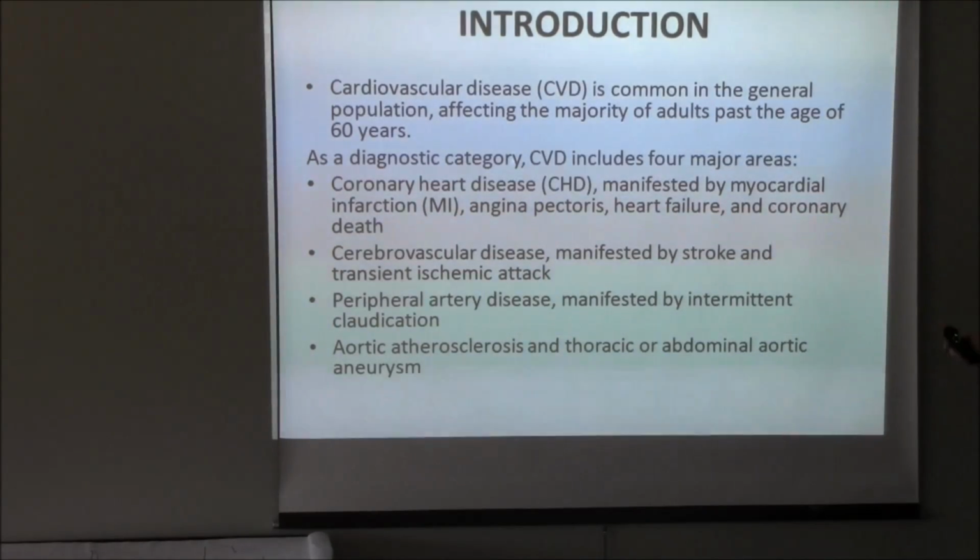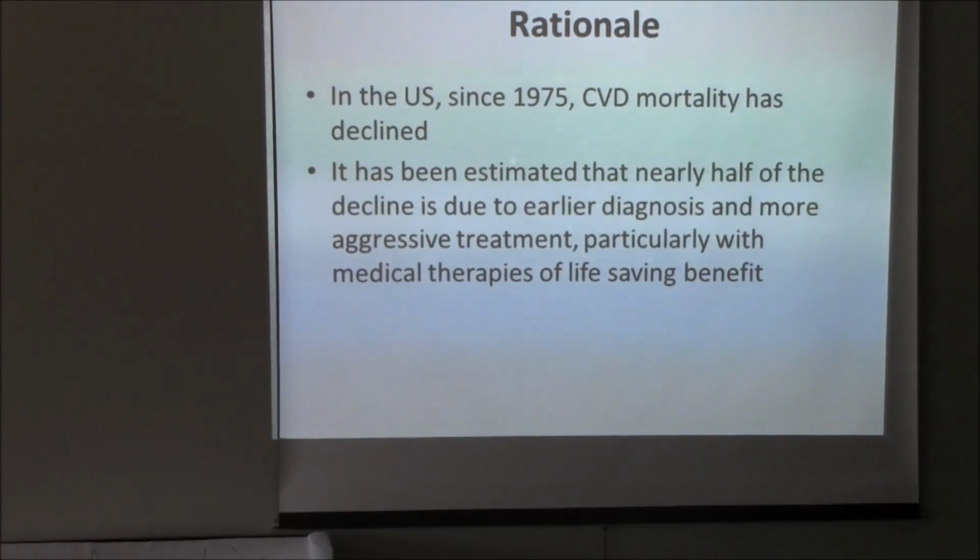Peripheral artery disease is manifested by intermittent claudication, which is a circulation problem to the lower extremities. And we will have time at the end for questions if you guys want to ask some questions. Aortic sclerosis and thoracic or abdominal aortic aneurysm sclerosis is kind of a buildup within the aorta that causes narrowing, and aortic aneurysms are a weakening of the vessel of the big aorta, which is a big blood supply that goes from your heart to your abdomen and your lower extremities.